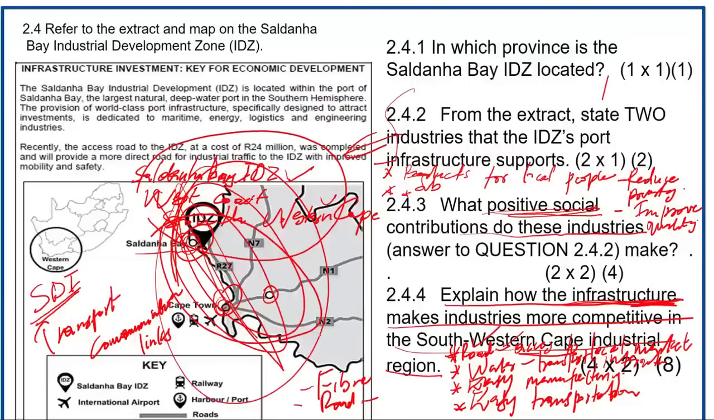So it's a transport and communication link. What is the transport and communication link doing? It is joining. What is it joining? It is joining these main industrial areas to their harbors. Or we can say it is a corridor that joins. A corridor is like a passage. It joins point A to point B. So that is your SDI, your West Coast SDI.